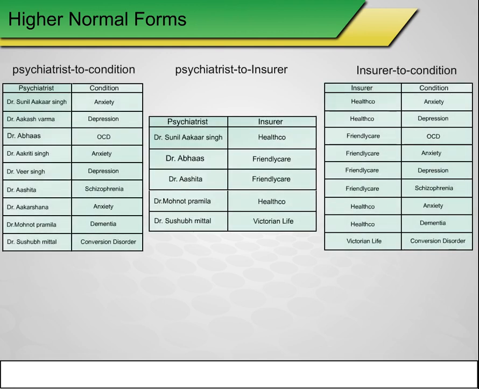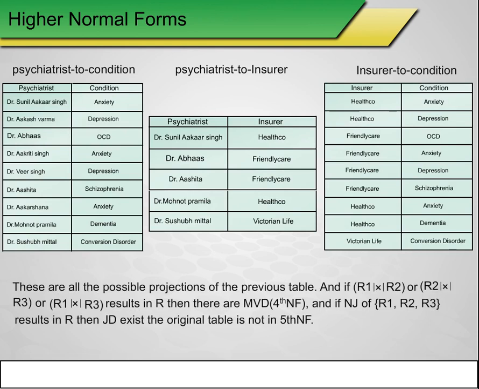Psychiatrist to condition. Psychiatrist to insurer. Insurer to condition. These are all the possible projections of the previous table. If R1 join R2, or R2 join R3, or R1 join R3 results in R, then there are MVDs of 4NF, and if the join of R1, R2, R3 results in R, then a JD exists and the original table is not in 5NF.